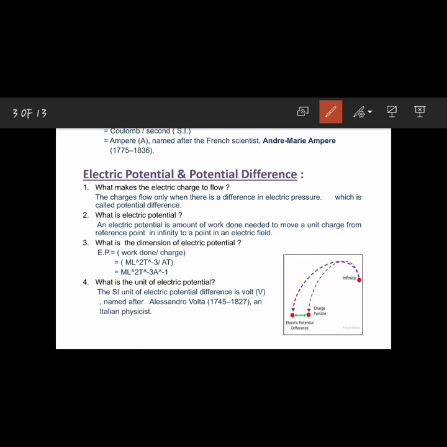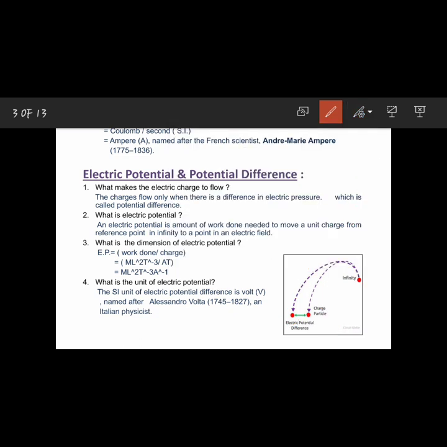What is electric potential? An electric potential is the amount of work done needed to move a unit charge from a reference point at infinity to a point in an electric field. Here A is a point at infinity, B is another point in the electric field. So to move a unit charge from A to B, you have to do some work. Let the work done be WA and it is the electric potential. Here C is another point in the electric field. So to move a unit charge from A to C, we also have to do some work. Let this be WB. So the potential difference will be WB minus WA.